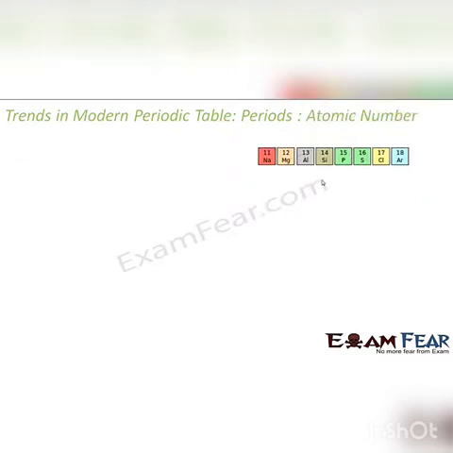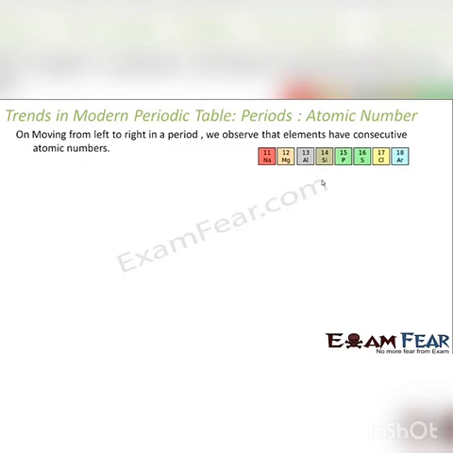If you talk about atomic number, we observe that the elements have consecutive atomic numbers. There's 11, this one is 12, 13, 14, 15, 16, the list increases, right? So they have consecutive atomic numbers.